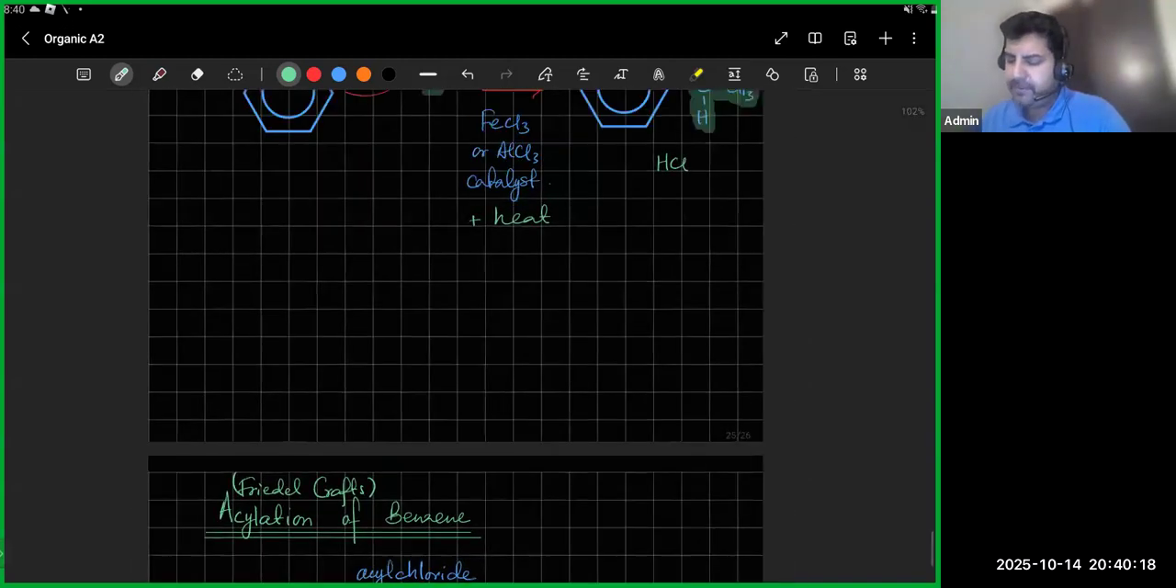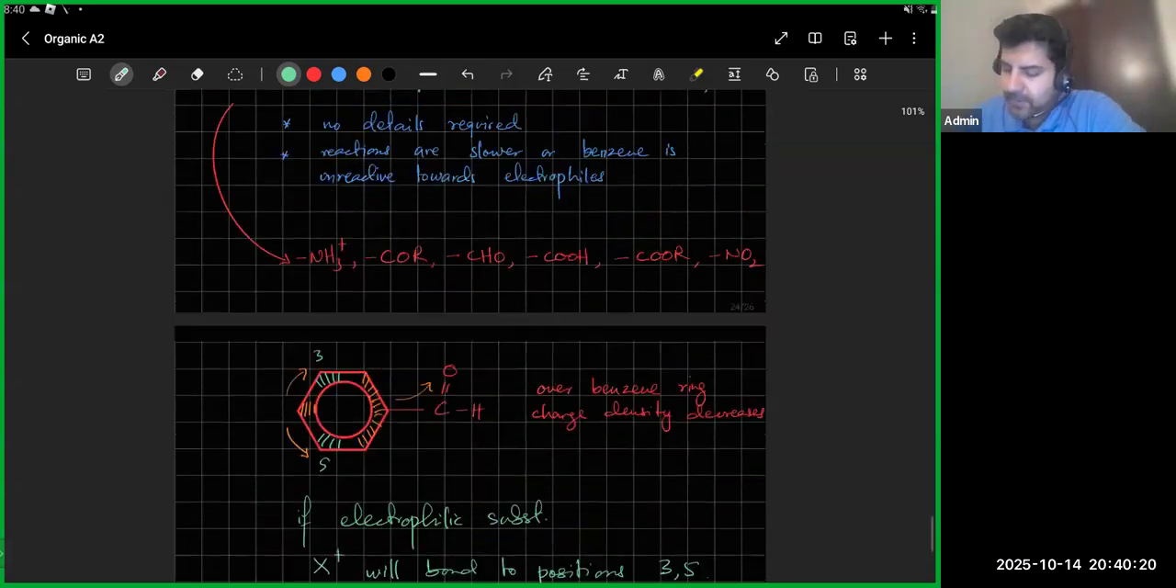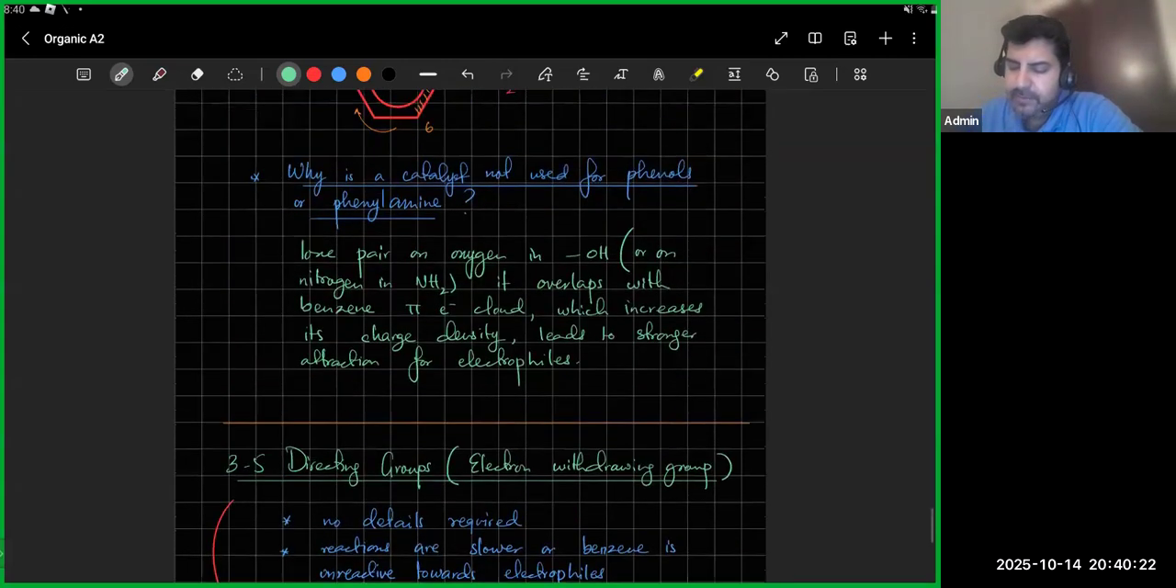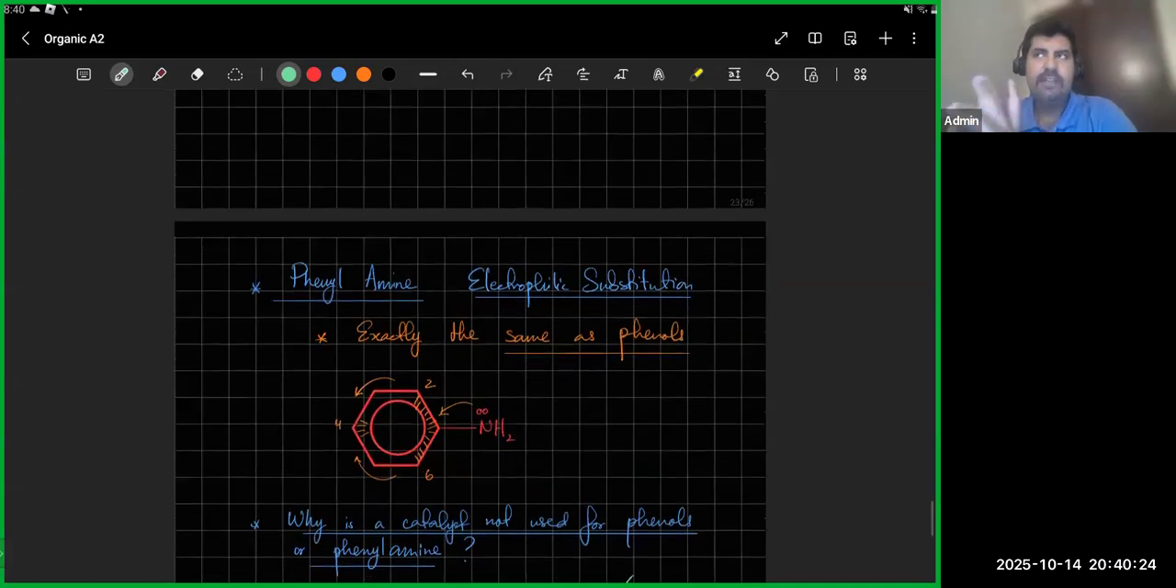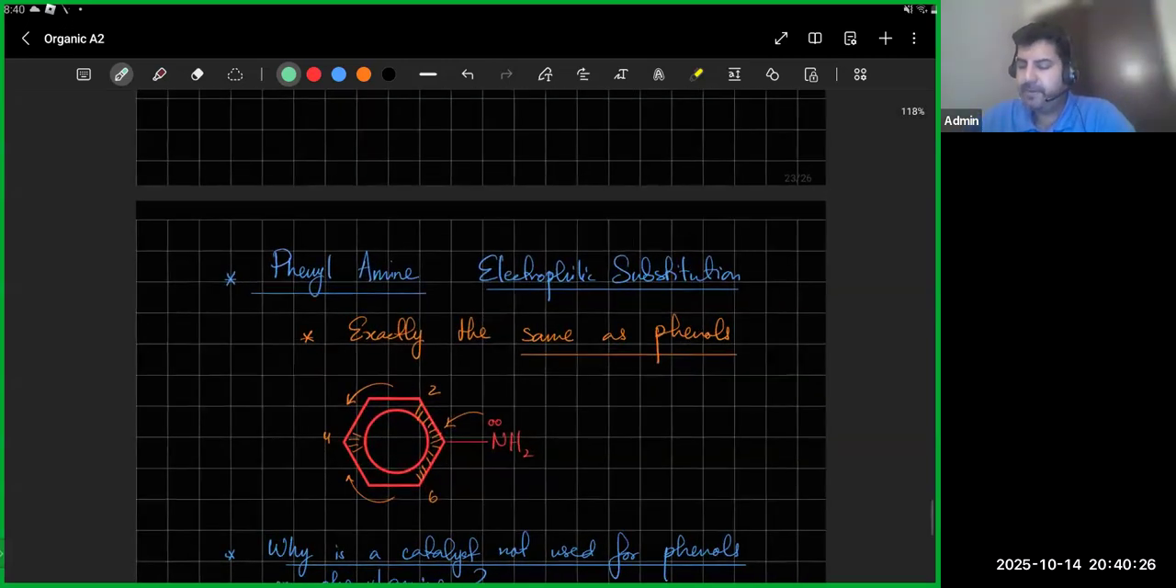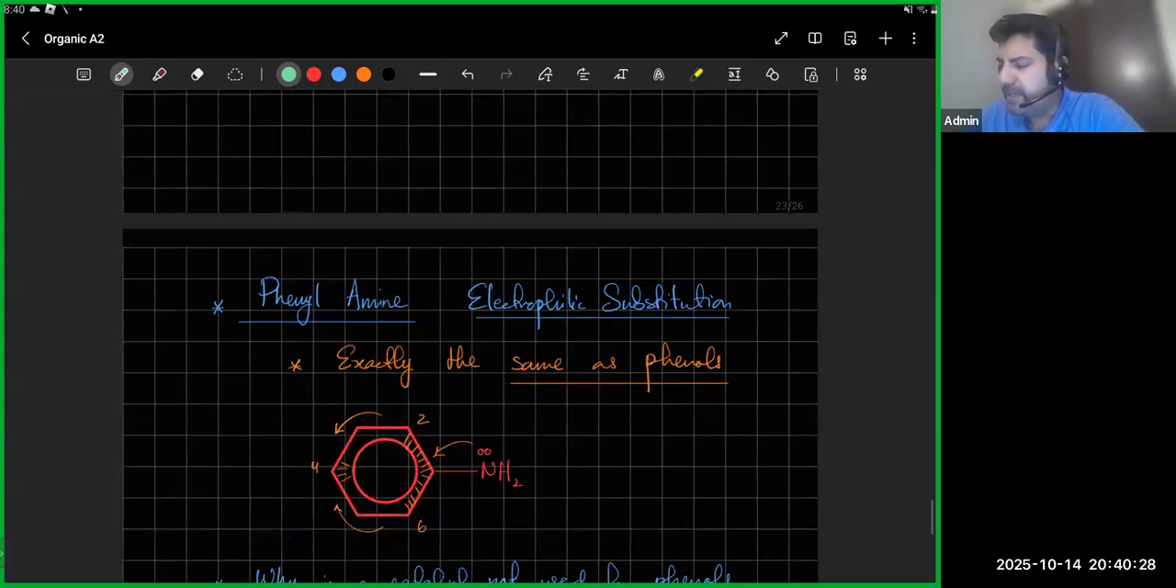That's all done. I'm going to send these notes, and go through them. It's all about electrophilic substitution. That's one chunk. We're done with one basic part. In the next class we'll do past papers of this.